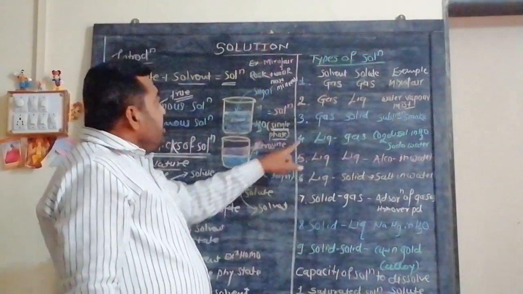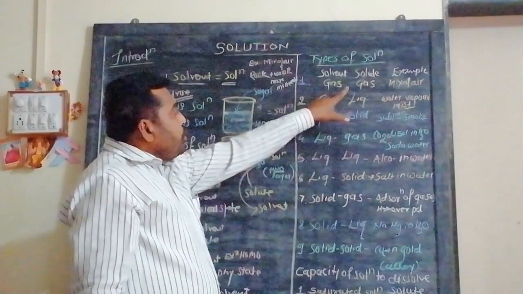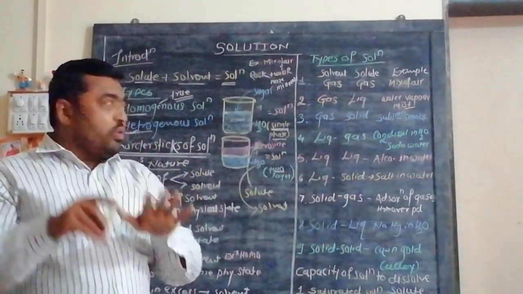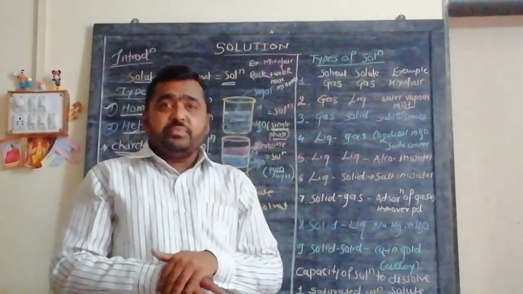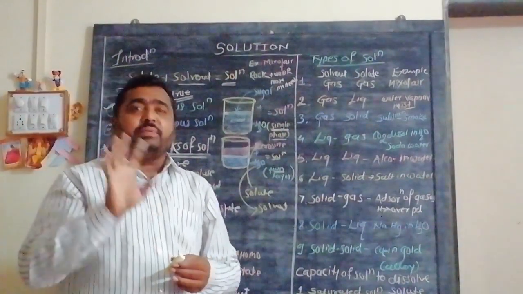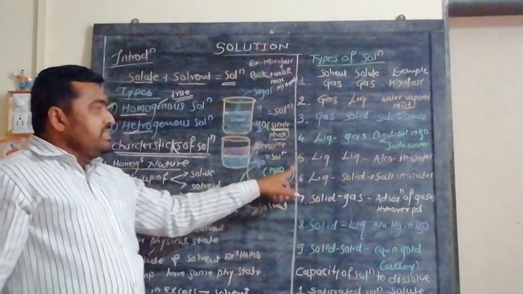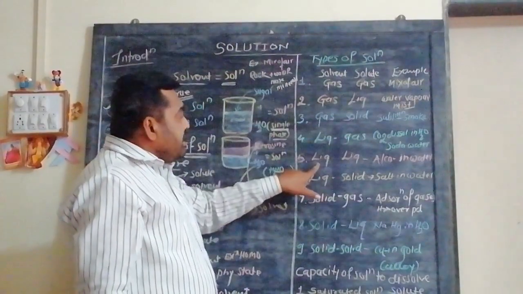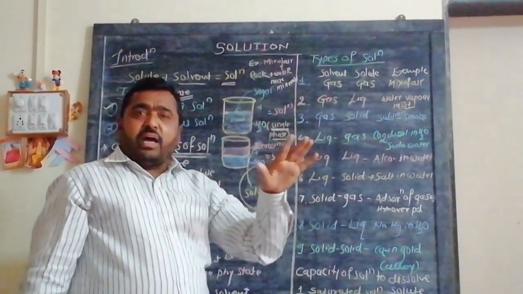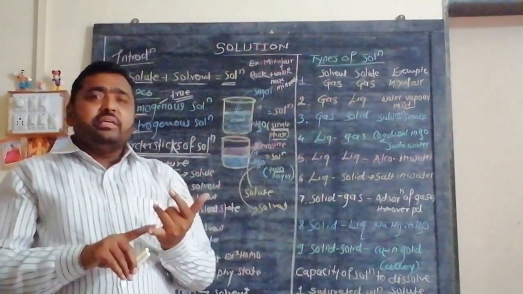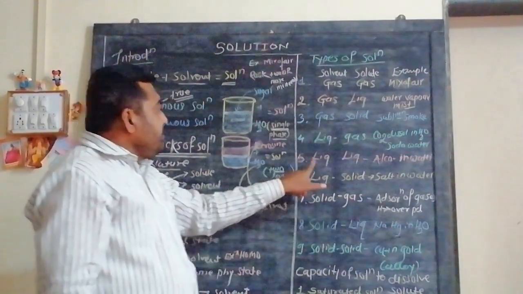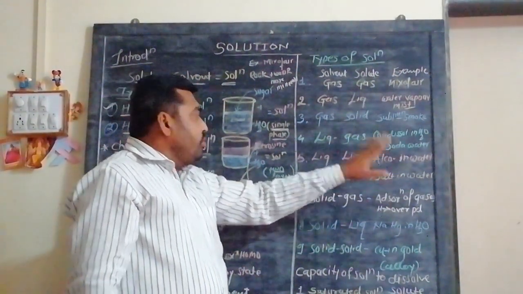Next, solvent phase is liquid and solute phase is gas. Example, carbon dioxide dissolved in water. This is soda water. In our regular cold drinks like Coca-Cola, there is dissolved carbon dioxide. The fifth example is solvent phase liquid and solute phase liquid. The example is alcohol in water. Alcohol is a liquid and water is also in the liquid phase. This is the liquid-liquid combination.